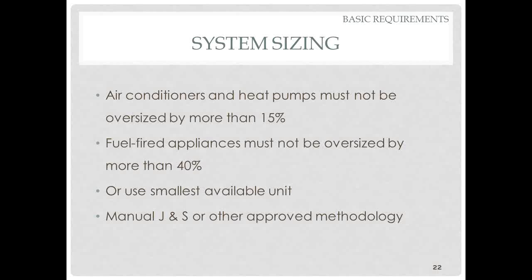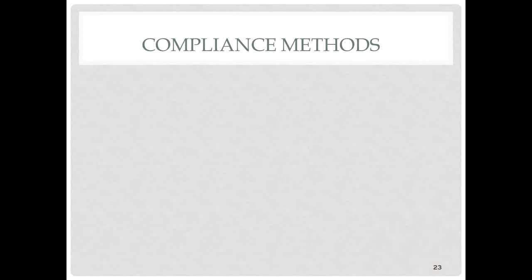There is an exemption there if the house you're building is efficient enough that you can't find a boiler or furnace small enough. And we know that that is the case sometimes, especially with oil-fired boilers. And in that case, you're allowed to use the smallest available unit. That is the end of the basic requirements.